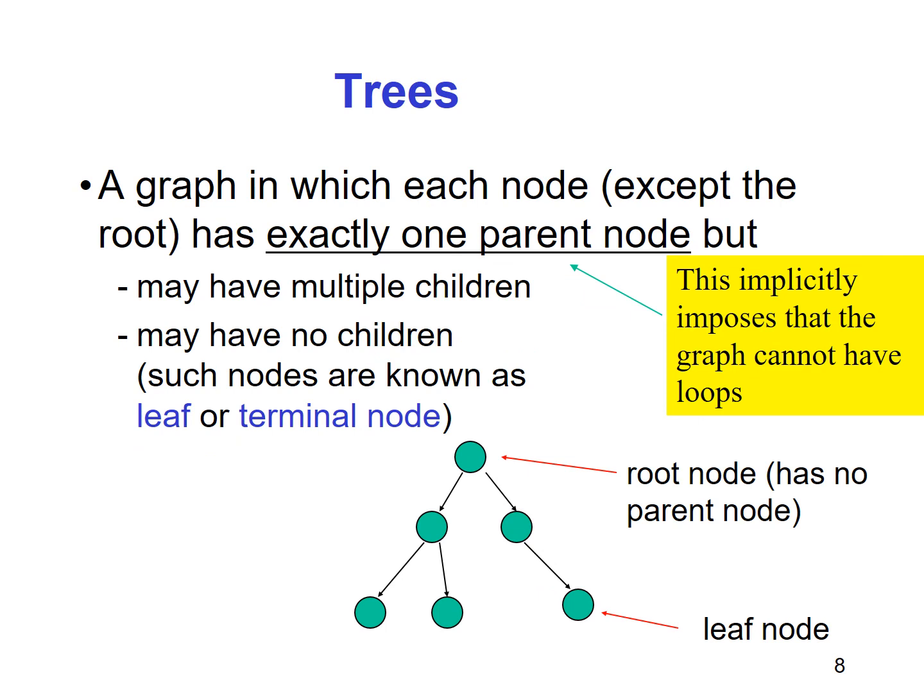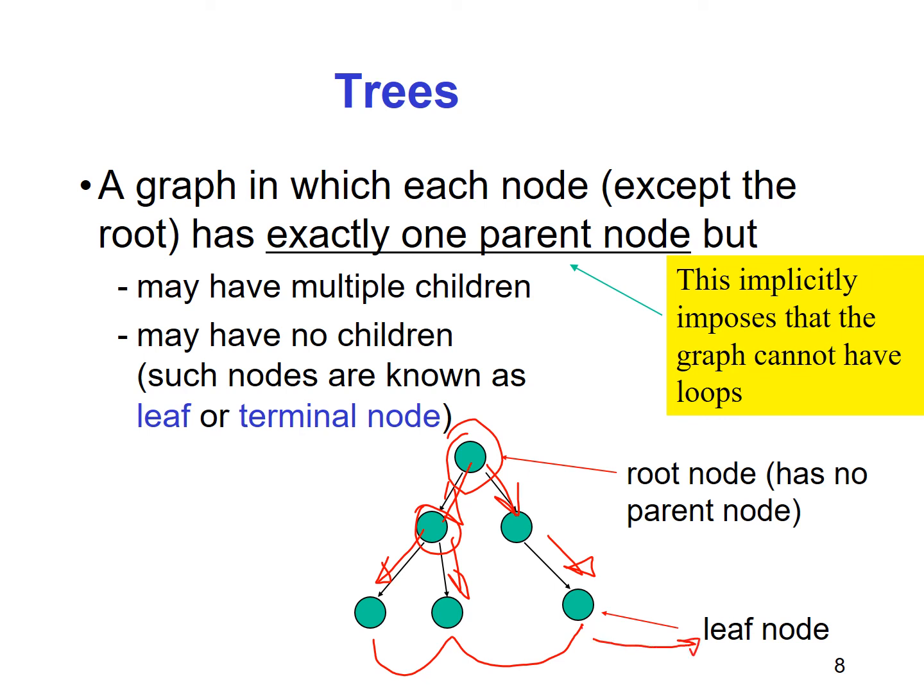Another type of graph is a tree. A tree is a graph in which each node except the root has exactly one parent node, but they may have multiple children. So starting from one parent node, you can have, say, 2 children of the parent node in this case, and this child then has further 2 children, whereas this child has one child of its own. And the final nodes that do not have any children are called leaf nodes.